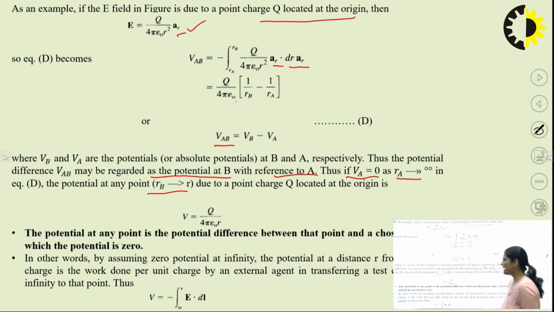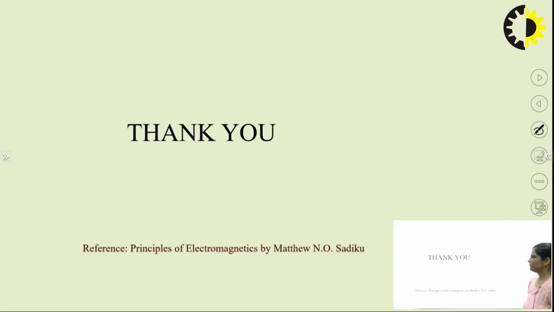Now here the potential at any point is the potential difference between that point and a chosen point at which the potential is equal to 0. By assuming 0 potential at infinity, the potential at a distance r from a point charge is the work done per unit charge by an external agent in transferring a test charge from infinity to that point, and that is V is equal to minus integration with limits infinity to r of E dot dl. So this is the potential difference. Now thank you.